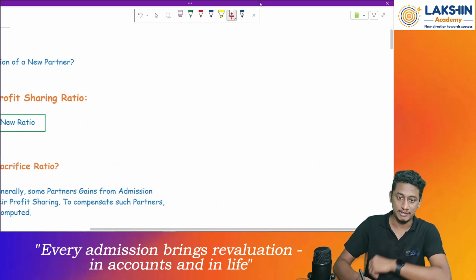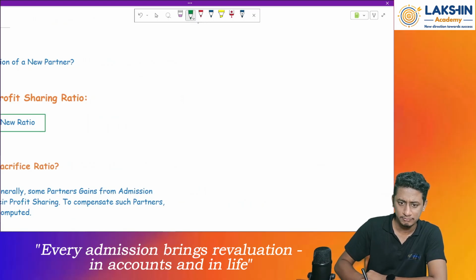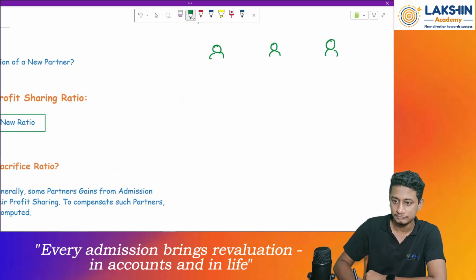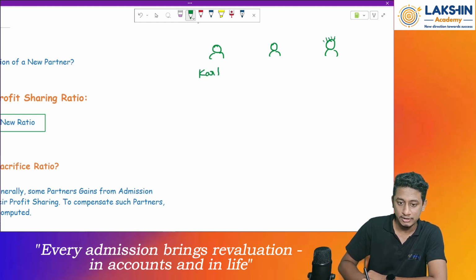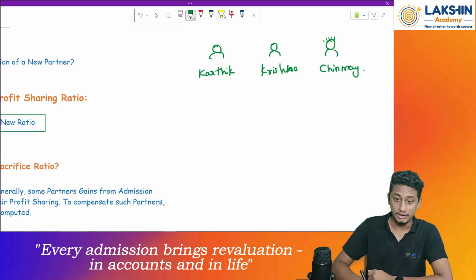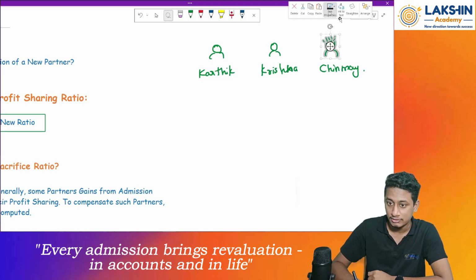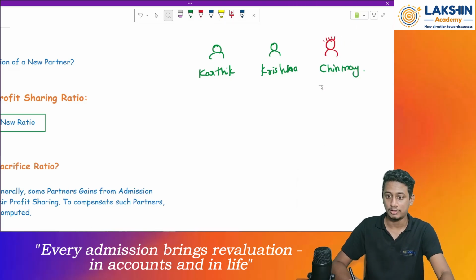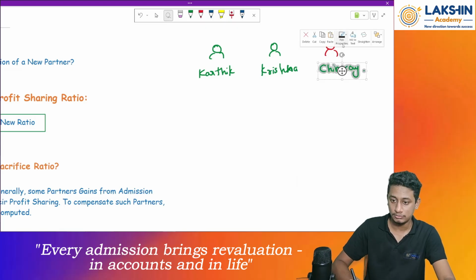Let's take some example. There are three people. This person's name is Karthik. This is Krishna, and this is Chinmay. Let's change this guy's color. Fine.